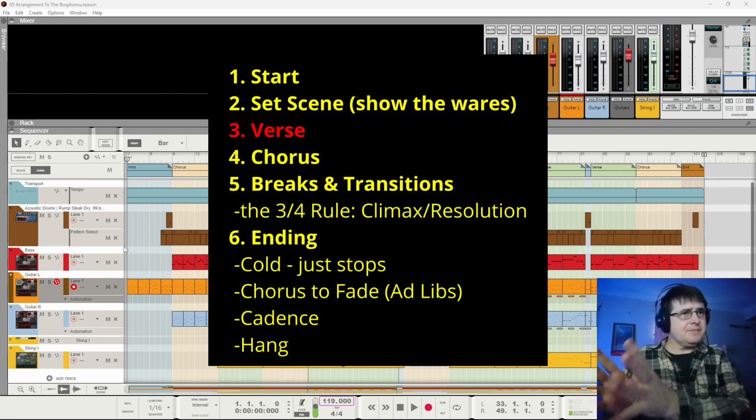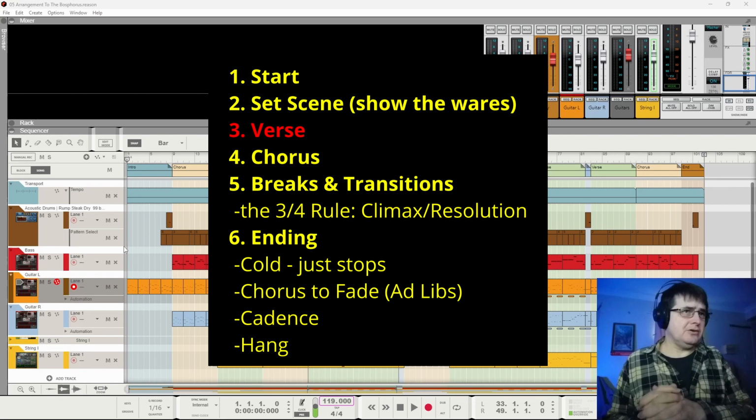Each verse tends to have a slightly different role. Your first verse tends to set the scene.